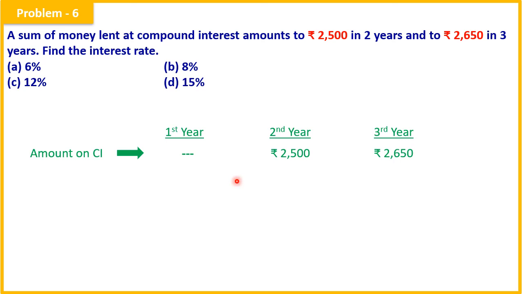So 2650 is how much more than 2500? It can be calculated like this. This is more by 150 rupees. So 150 rupees, what percent of 2500? We should calculate as 150 divided by 2500 multiplied by 100, that is equal to 6%. So the rate of interest is 6%.